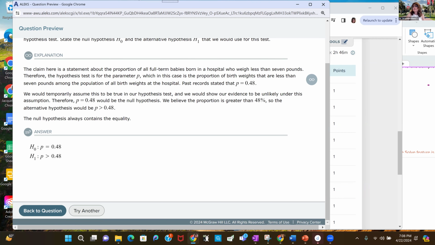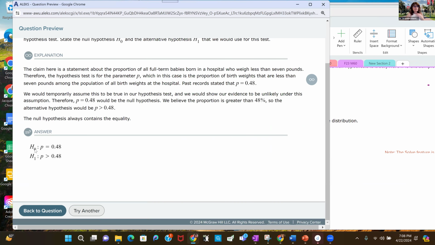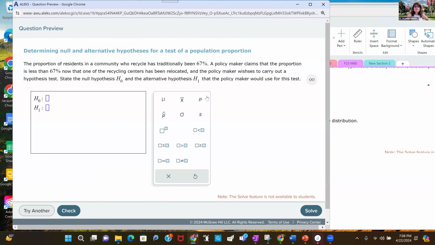So that's P, not P hat. P hat is the sample proportion. And it might help to think of, again, X bar is the sample mean. So when there's something on top, it's modifying it to mean it's for the sample. But the null and alternative have to be about the population. So it's just P. And then we have to use the P on the palette. We can't type using the letter P.